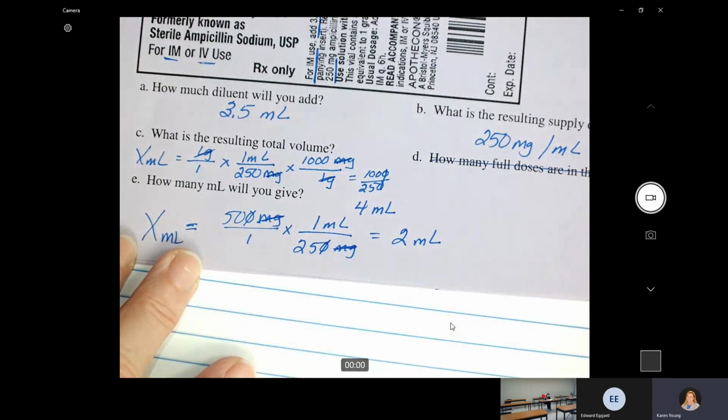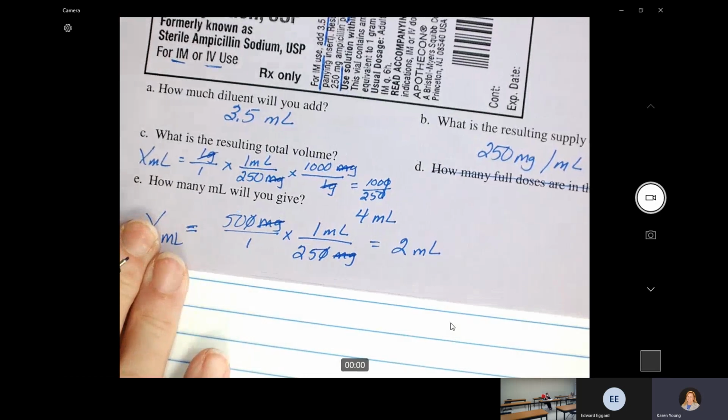So do I have enough in this vial to give 2 milliliters? Yeah, I could actually get 2 doses out of this vial, right? Technically. Because I've got 4 milliliters in the vial. So technically I could give 2 milliliters. I mean, 2 milliliter injections.